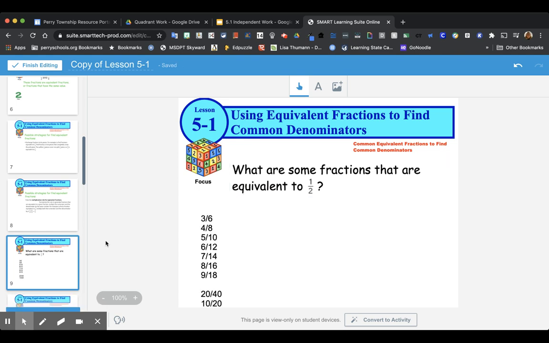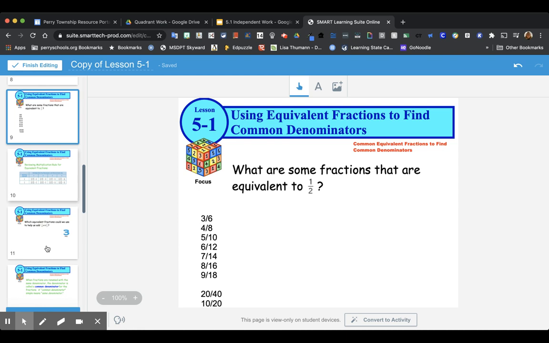All right, so I have listed a few that maybe you chose. I did 3/6, 4/8, 5/10, 6/12, 7/14, 8/16, 9/18. We also did 10/20, 20/40. Any of those would be equivalent to half. What you can also check is: is your numerator 1/2 of your denominator? That's a good way of checking your equivalent fractions for a half.